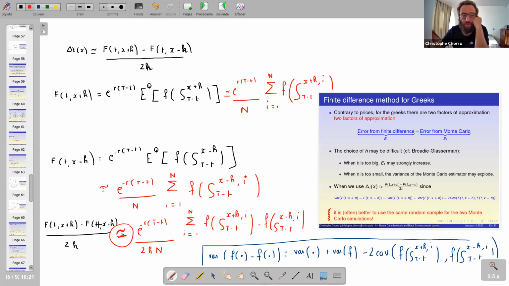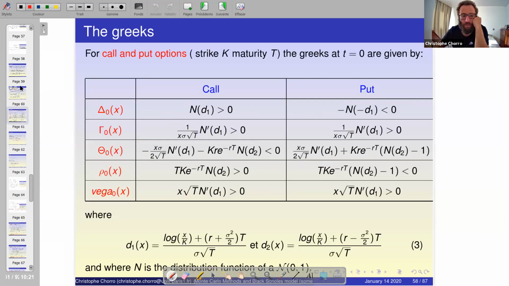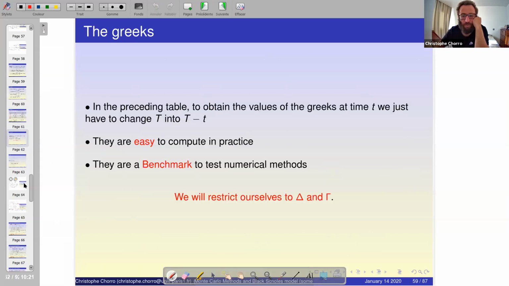So when I compute, excuse me, where am I.